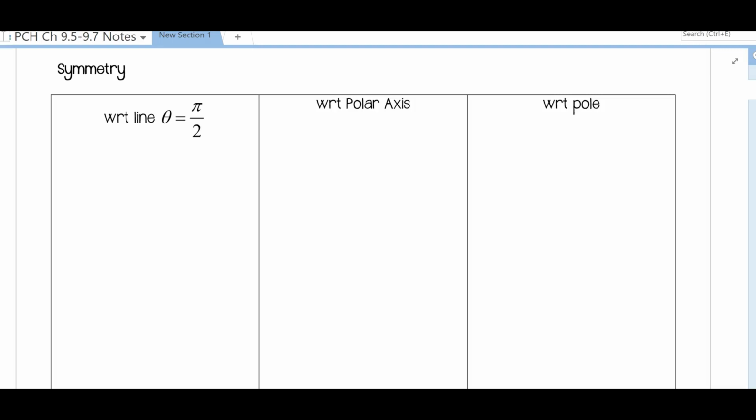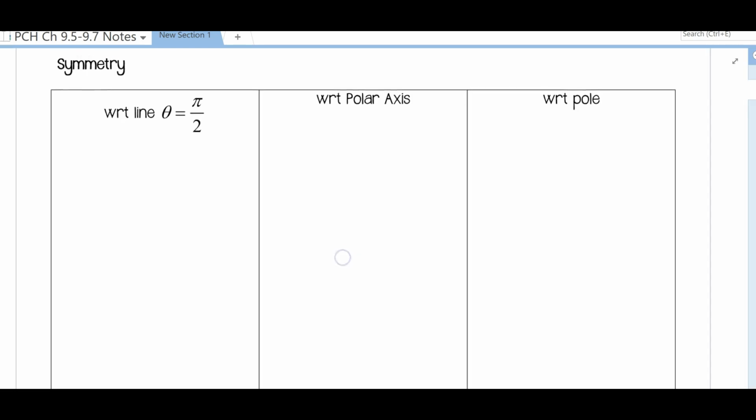In this video, we're going to continue talking about section 9.7. We're looking at graphs of polar equations, and we're going to talk about symmetry in this video. So we've got three types of symmetry that we're going to discuss. Symmetry with respect to the line theta equals pi over 2.